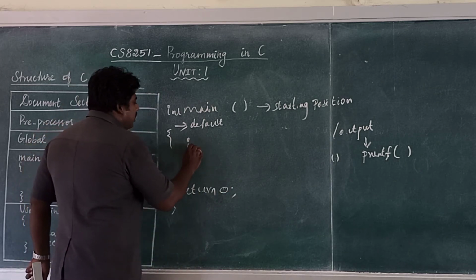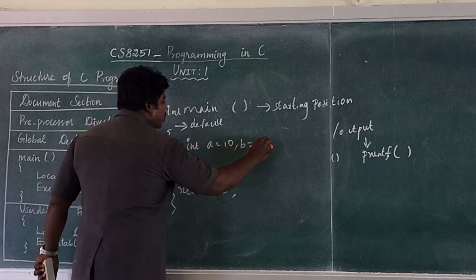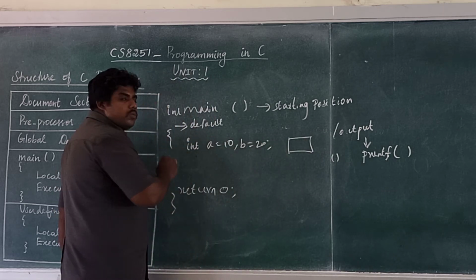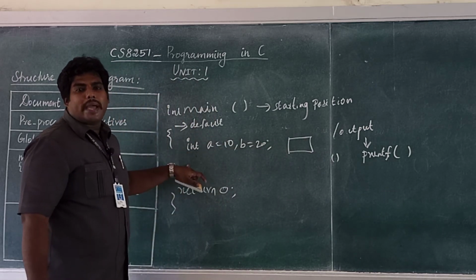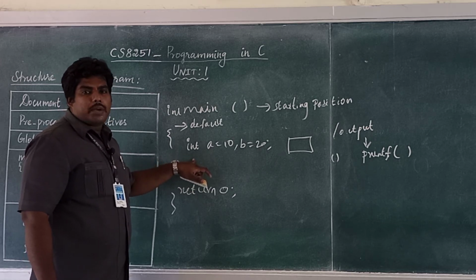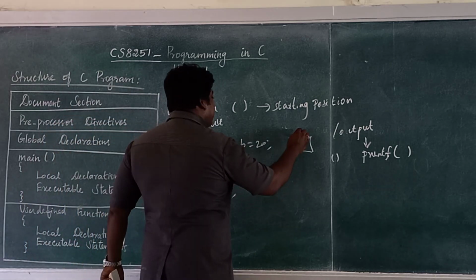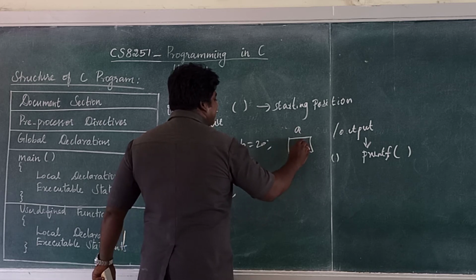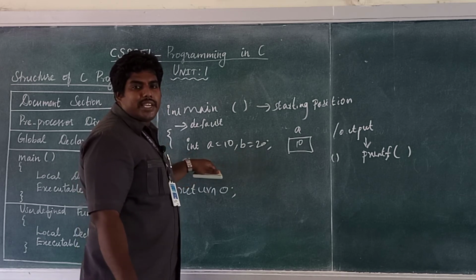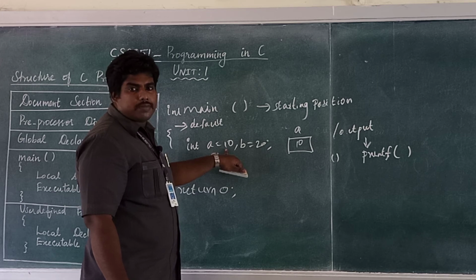So for example, int a equal to 10, comma b equal to 20. That means in memory, the size of the int is 2 bytes. Keep it in your mind: the size of int is 2 bytes, size of char is 1 byte, and float is 4 bytes. So 2 bytes were allocated in memory for variable a, and 10 will be inside. So this is the way you have to declare variables: data type, variable name equal to value.